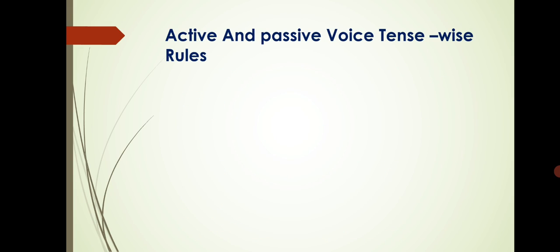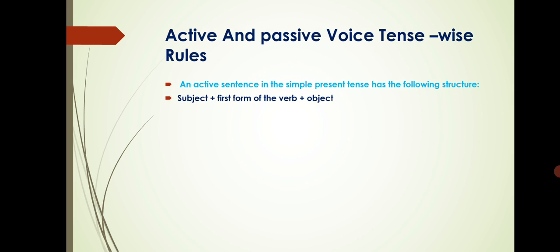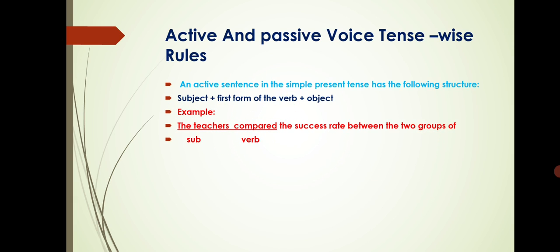Now, active and passive voice tense-wise rules. We will see the tense-wise rules of active and passive sentences. An active sentence in simple present tense has the following structure. The structure is subject plus first form of verb plus object. For example, the teachers compared the success rate between the two groups of students.